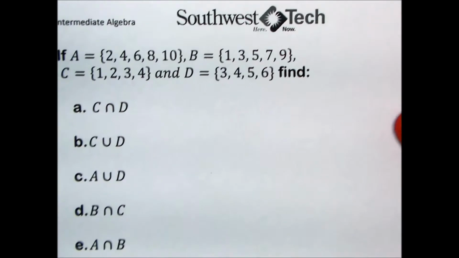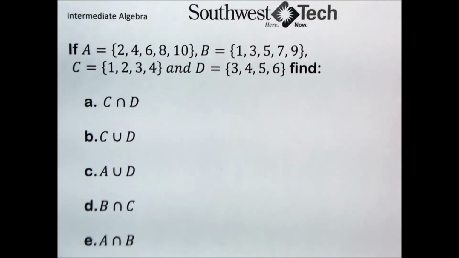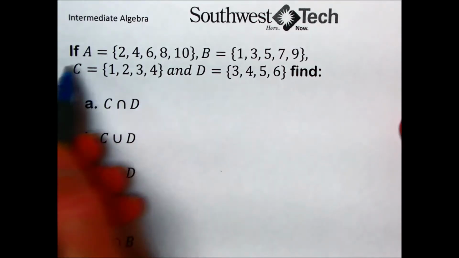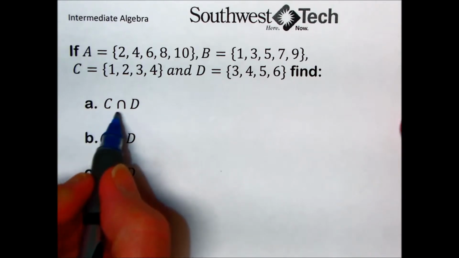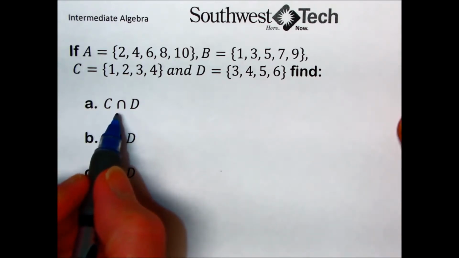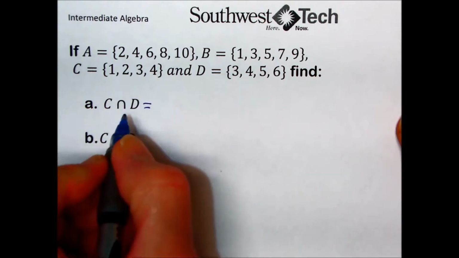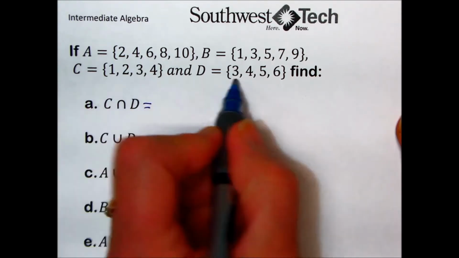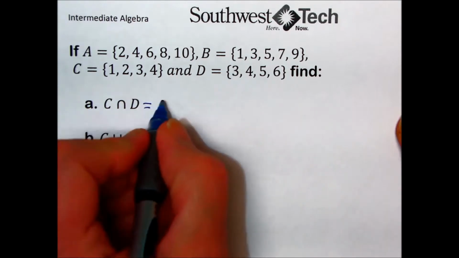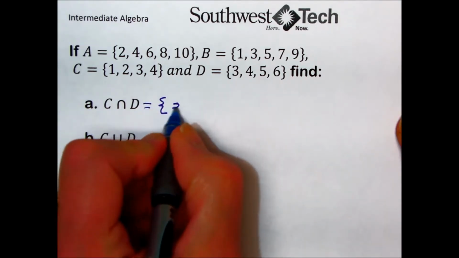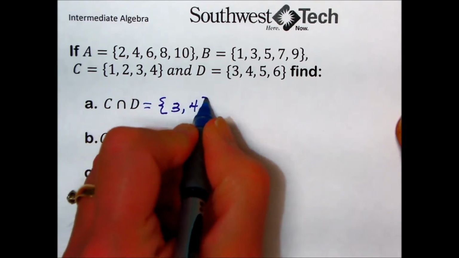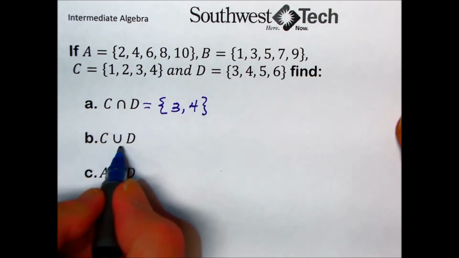So let's take a look at sets that have the elements actually defined, and here we have four sets. In this first example, they're asking us for the intersection of C and D. We're looking for elements that are in C and in D at the same time, and that would be the elements 3 and 4.